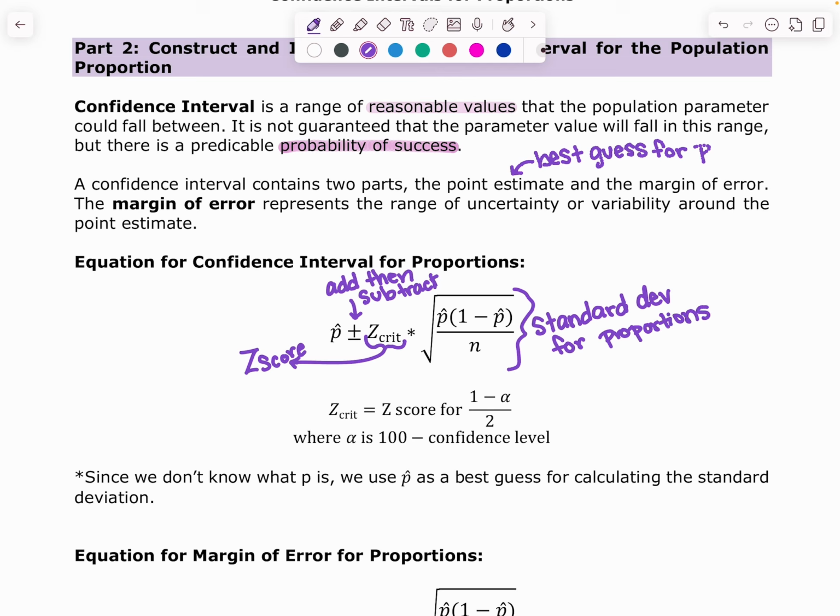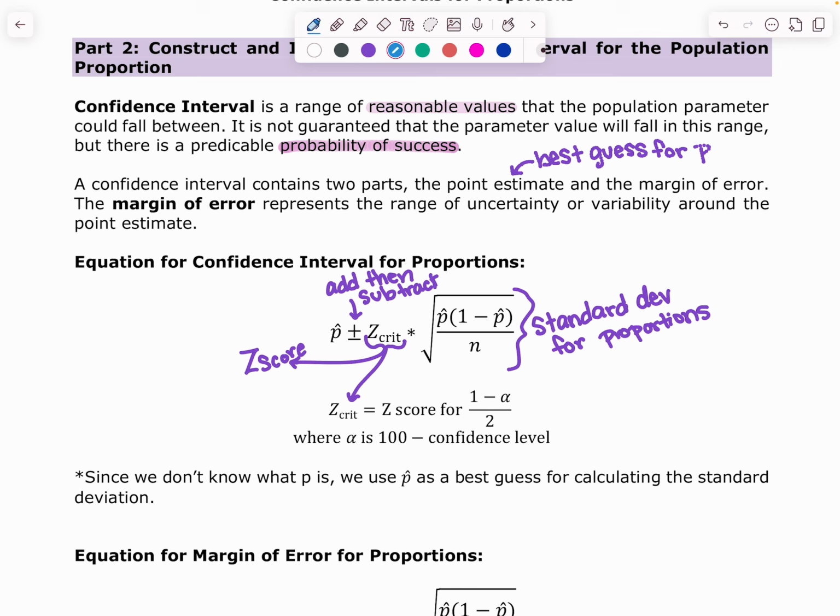The only difference is we don't know what p is. So instead of using p in this formula, we're using p hat because, again, p hat is our best guess for what p could be. So the z-crit is a z-score for 1 minus alpha divided by 2, where alpha is 100 minus the confidence level.